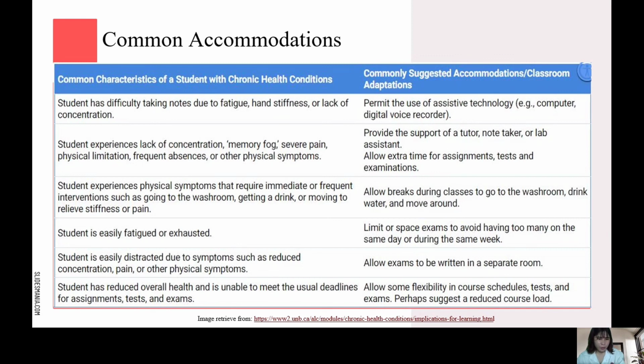Lastly, the student has reduced overall health and is unable to meet the usual deadlines for assignments, tests, and exams. The commonly suggested accommodation in the classroom is to allow some flexibility in course schedule and tests, and perhaps suggest a reduced course load.